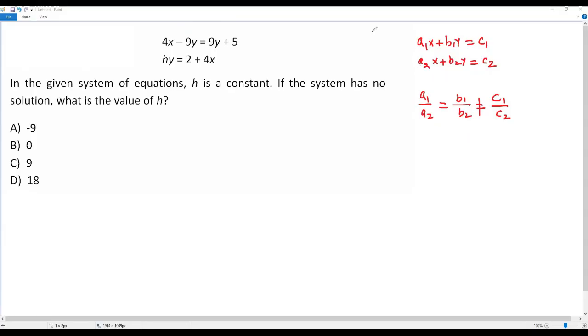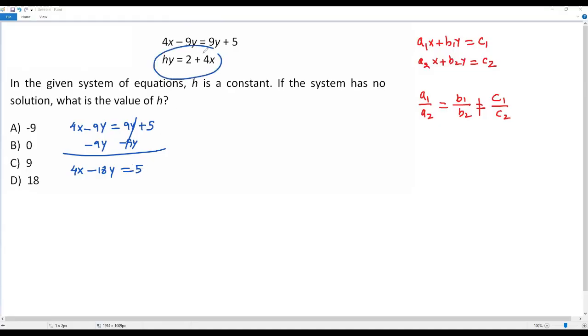Now let me write each of the given two linear equations in standard form. Let me take the first equation, 4x minus 9y equals 9y plus 5. To write this equation in standard form, we have to get the x term and y term on the left side of the equation and a constant on the right side. Here we find a y term on the right side. To get rid of the term 9y on the right side, we have to subtract 9y from both sides. When I do so, the positive 9y and negative 9y cancel out. Combining the two y terms, I'm getting 4x minus 18y equals 5. Now I have the first equation in standard form.